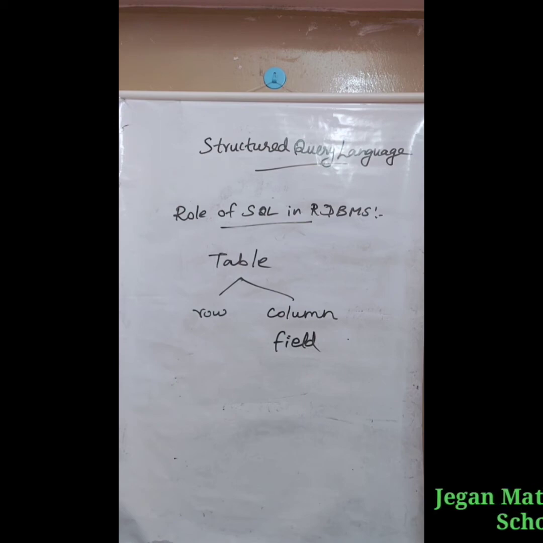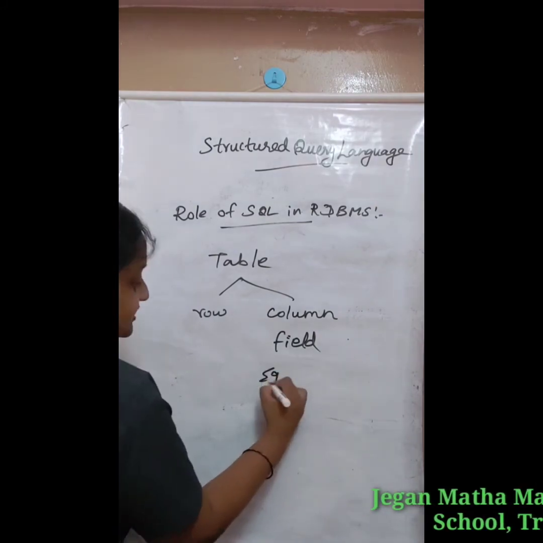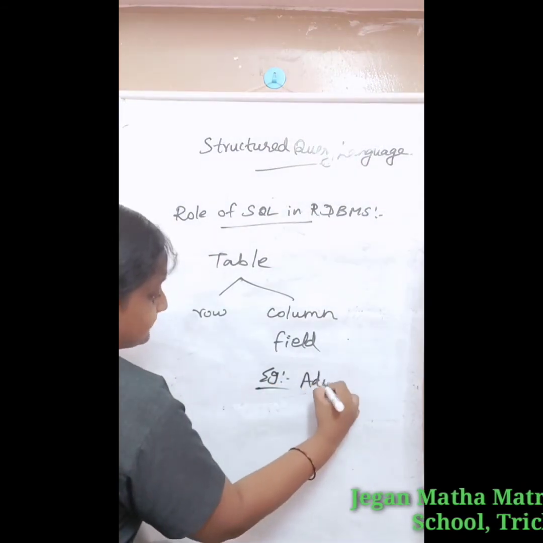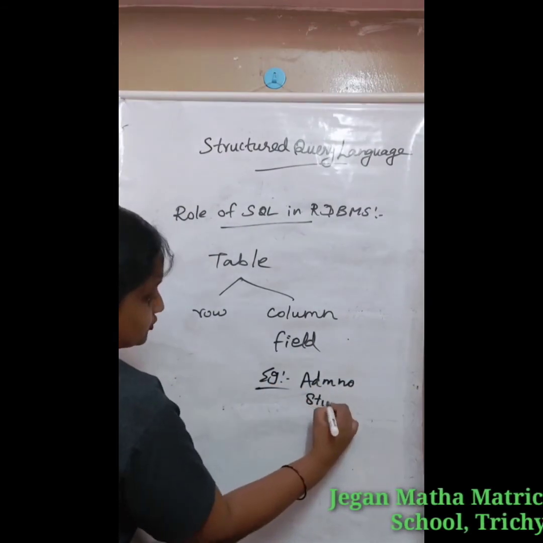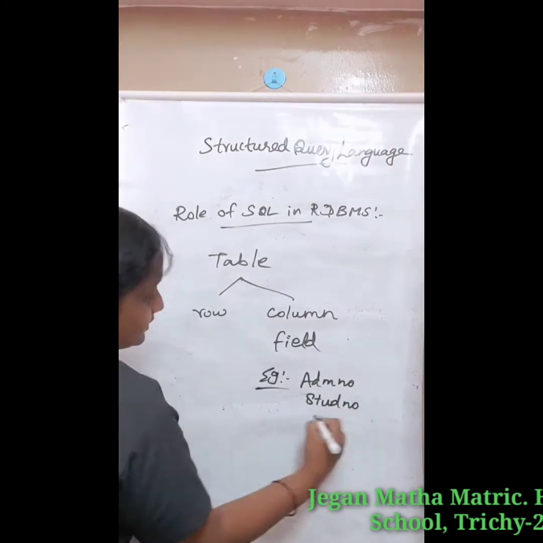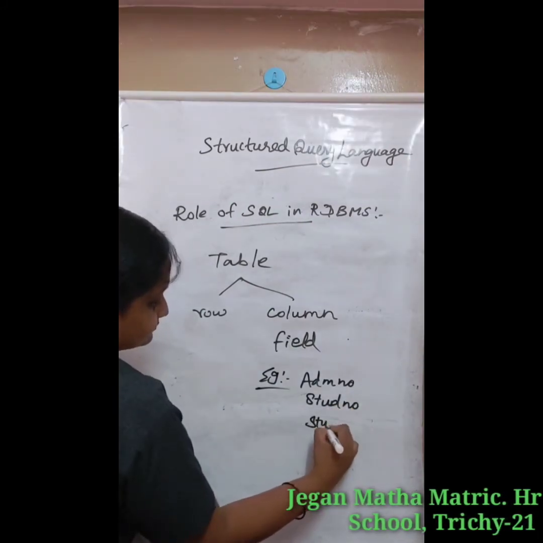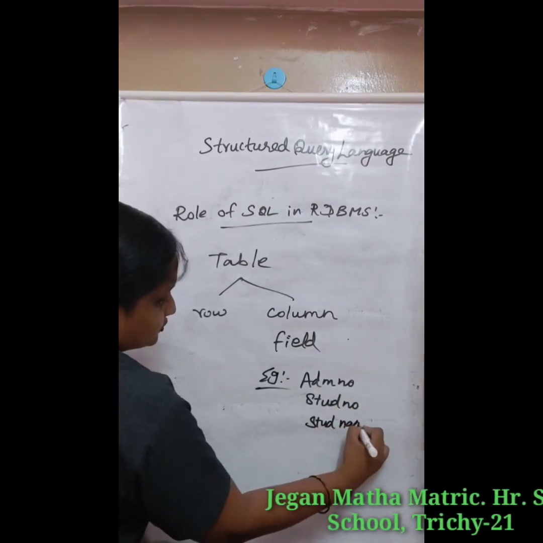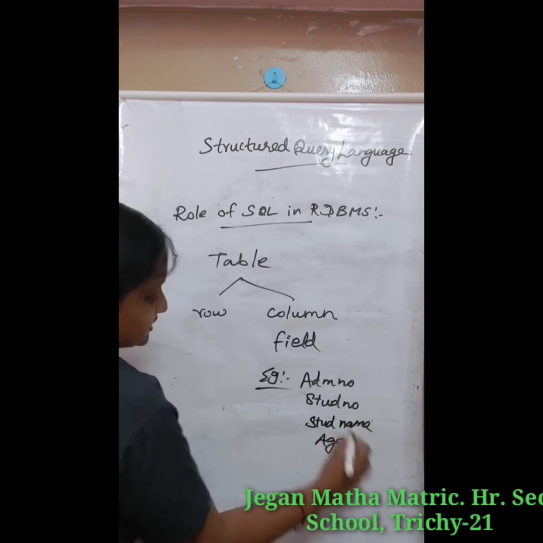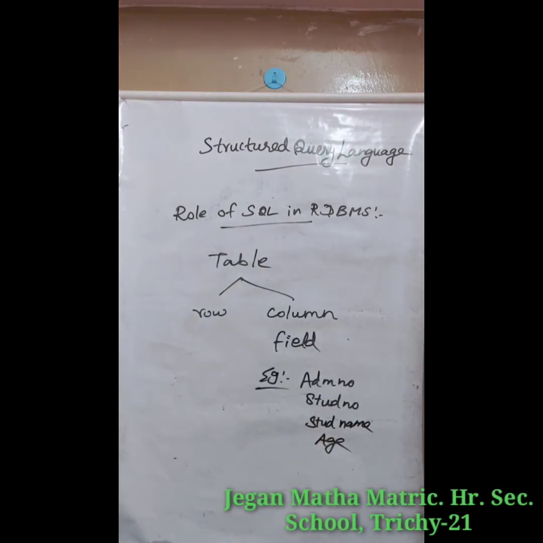And the fields in a student table may be of the type admission number. So for example, we can say admission number, student name, age, class, everything. So these are all called columns.